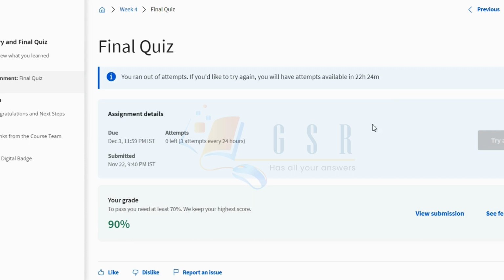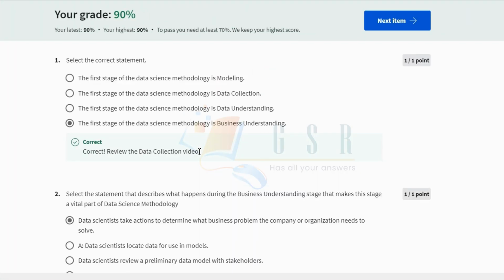Today we are going to discuss the final quiz for data science methodologies and look into the answers now. It is going to have 10 questions, and sometimes the questions can be in jumbled form, so you have to look for the answers carefully and then answer the questions accordingly.